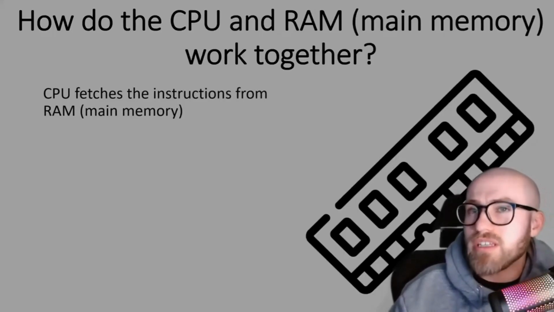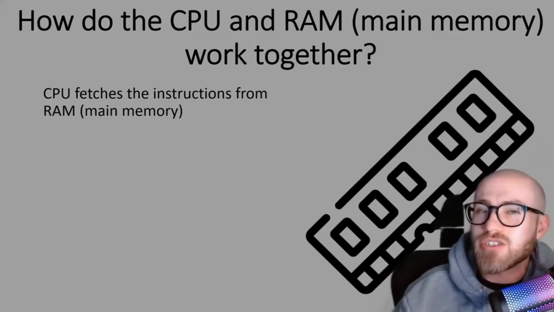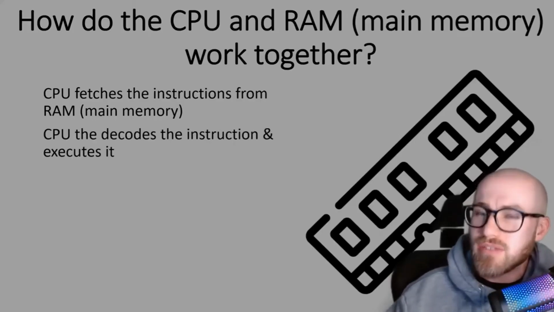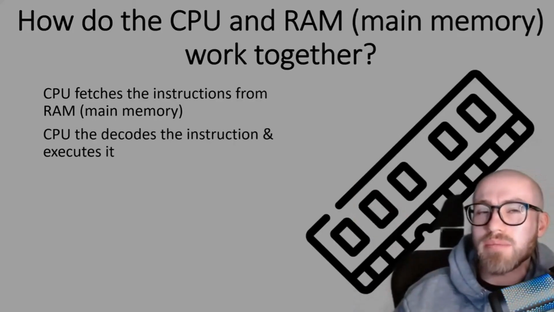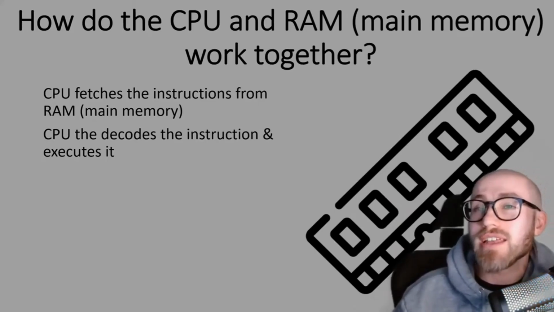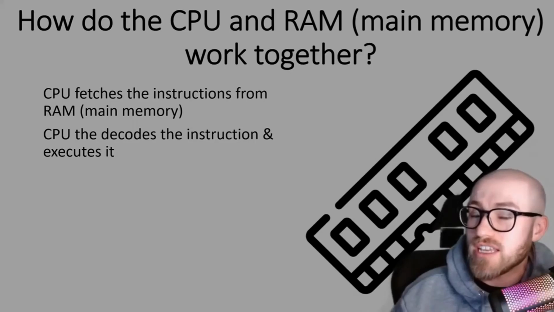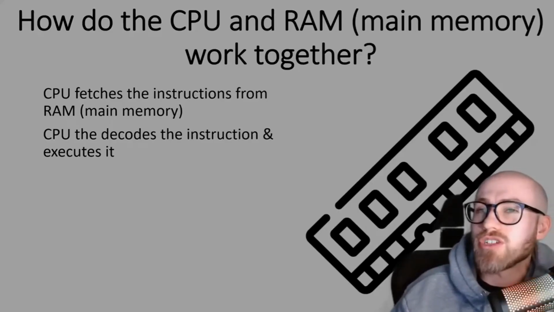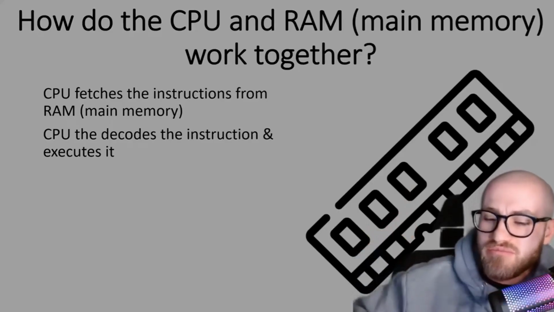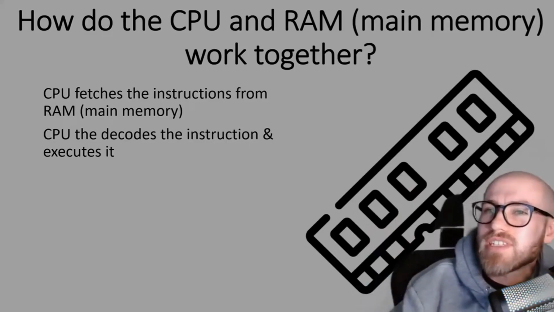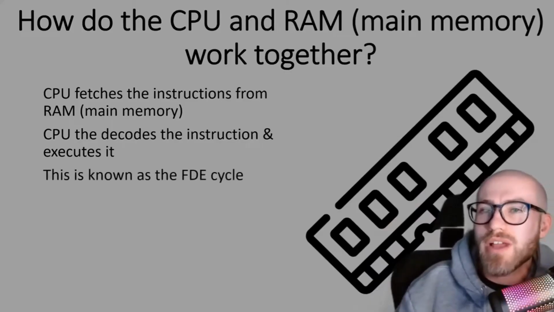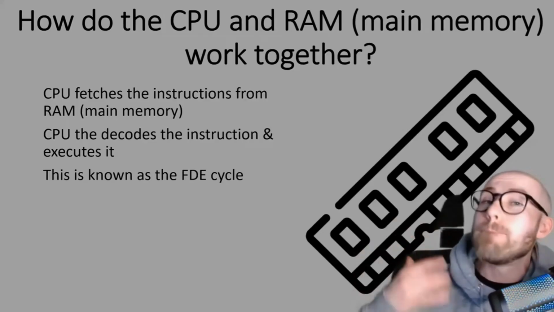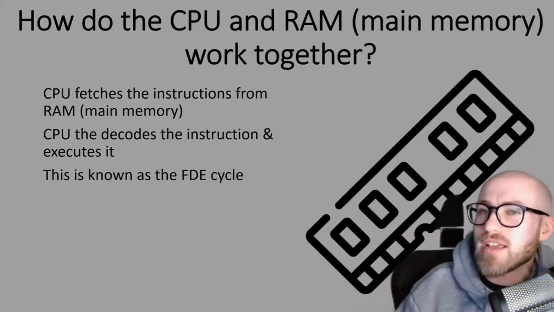So the CPU will fetch the instructions from RAM. That's the proper word for it because that's the F in the FDE cycle. It will then bring that instruction back to the CPU. The CPU will then decode it, which is obviously the D in FDE. Once it knows what the instruction is, it will then execute that instruction. That doesn't mean execute, not that kind of execution, but to carry out that instruction. And that is the FDE cycle, which it will just keep on repeating billions of times in 1 second.